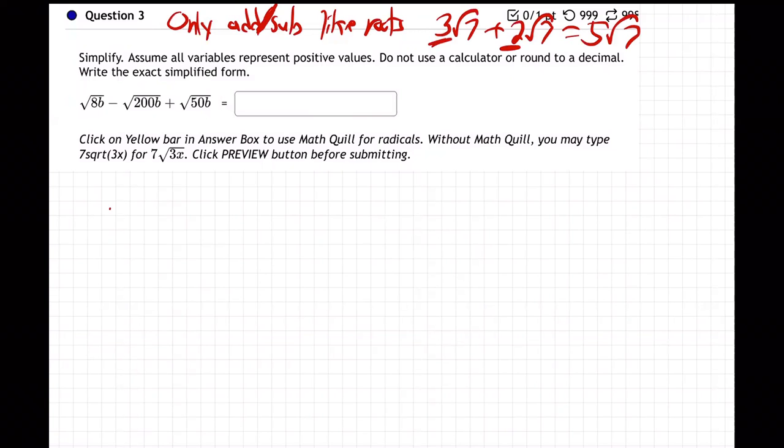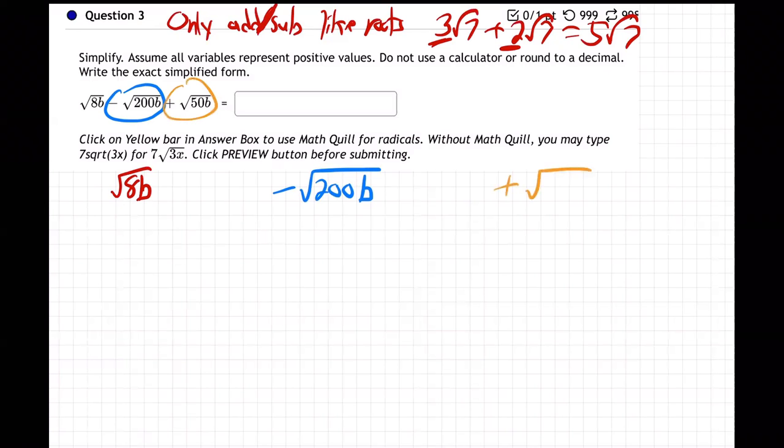But each of these has to be simplified first. Let me bring them down. Square root of 8b here, and then in the middle, now remember to take their sign with them, I'll take the minus square root of 200b, and then on the right side, I'll grab this guy, which is a plus square root of 50b. Notice how I take the signs that are in front of them with them, right? Because that's their sign.